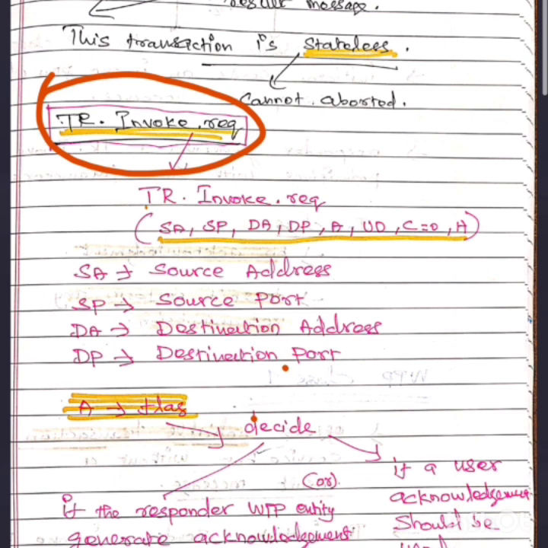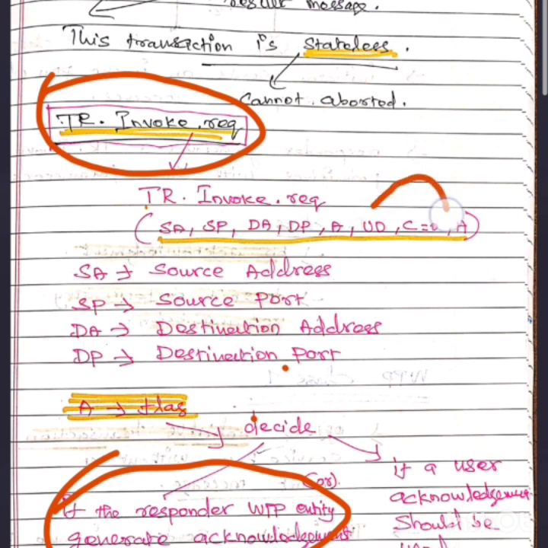You already know about SA, SP, DA, DP: source address, source port, destination address, destination port. Here we are using an A flag. Why do we use the A flag? It decides who is going to give the acknowledgement to the sender: either the user gives the acknowledgement, or the system itself generates it. Based upon the A value, you can decide. Then user data, the next parameter; user data is transmitted to the destination.